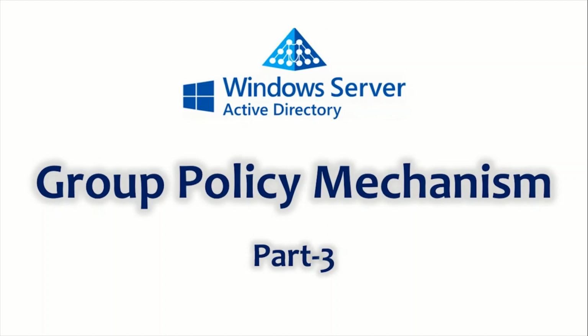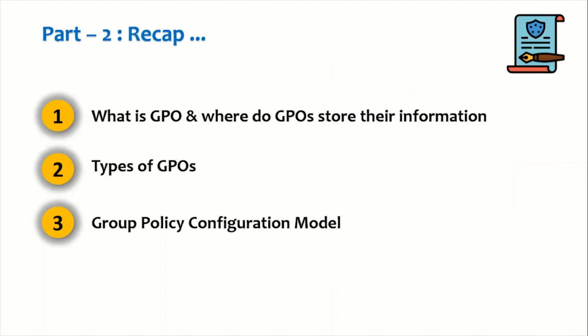Today will be part 3 of our group policy mechanism, and let's recap what we have covered in part 2. So we have seen what is group policy and where group policies store their information. We have also seen types of group policy objects and the group policy configuration model in our part 2. So let's see what we have in our part 3.